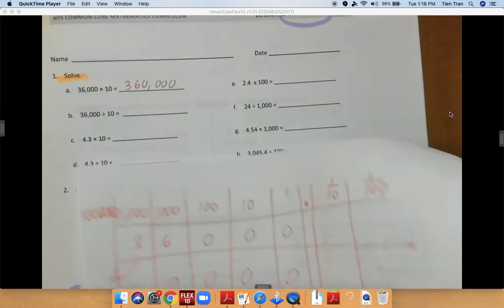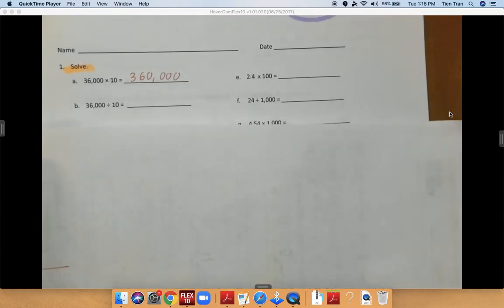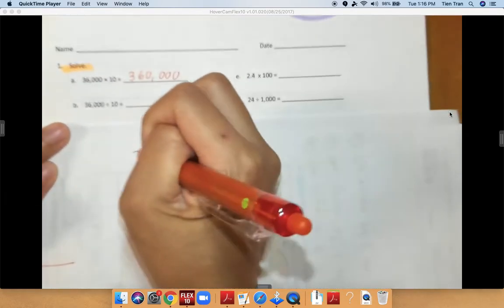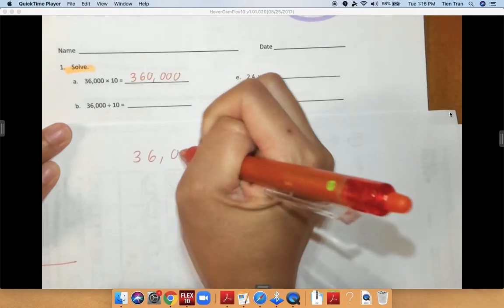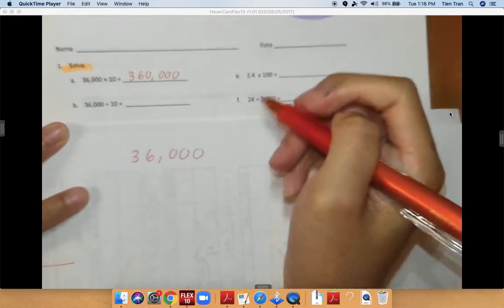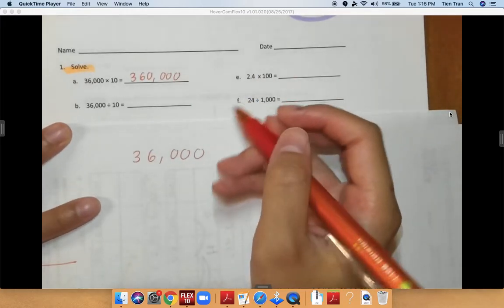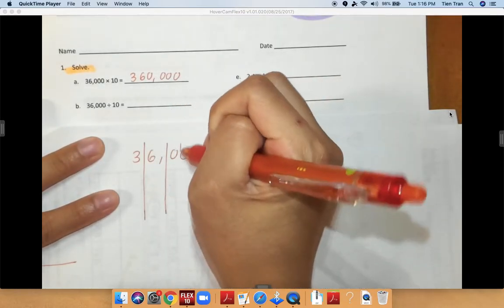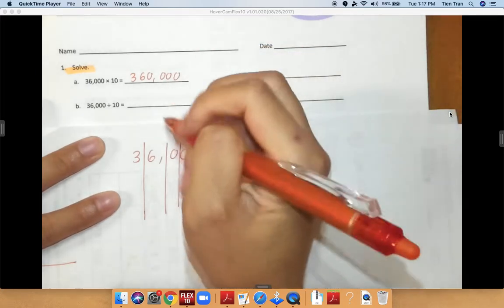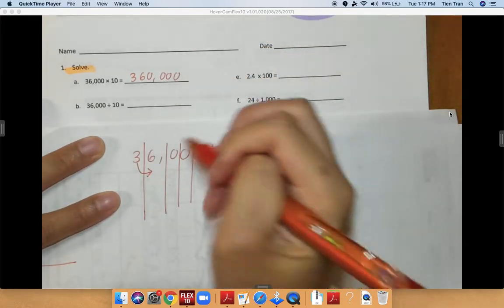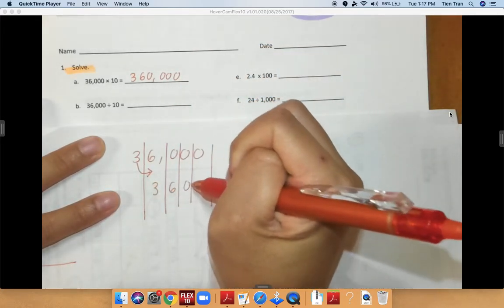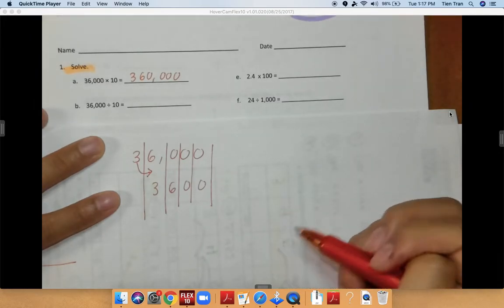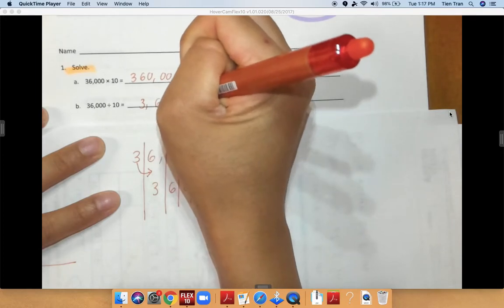Now, for problem E, oh wait, problem B, I should do B. Problem B, I'm going to do the same thing. I have 36,000 and I'm dividing by 10. That means that my number is going to move one time to the right. It's going to get smaller, so it's going to move one time to the right, and all of my other numbers follow. So my new answer is going to be 3,600.